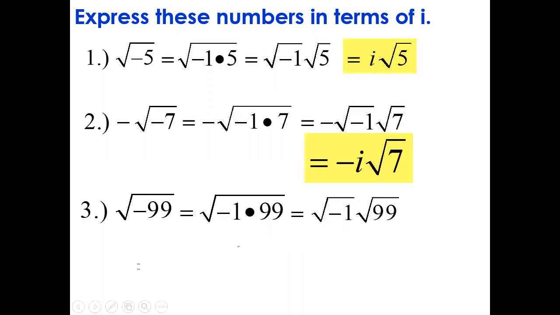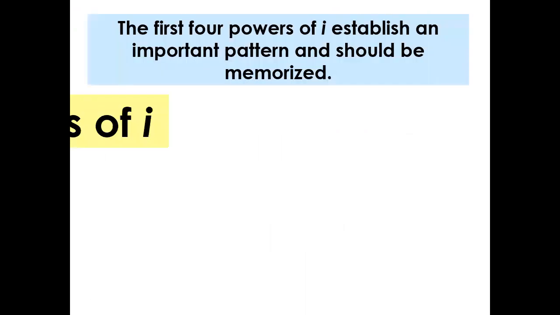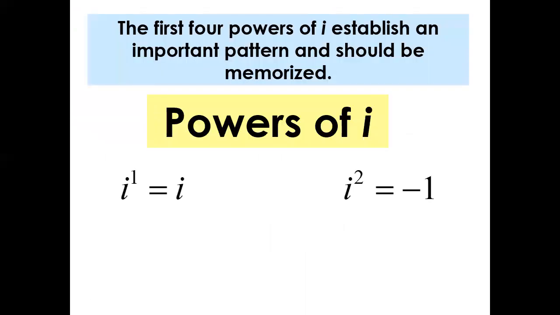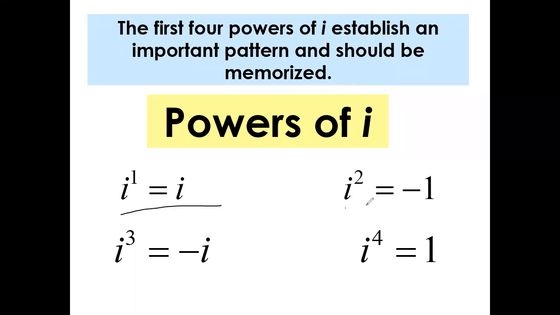Now, the next thing we want to look at is the concept of the powers of i. I want you to take note of that at your end. i raised to the power 1 is i. i raised to the power 2 is -1. i raised to the power 3 is negative i, and i raised to the power 4 is 1.